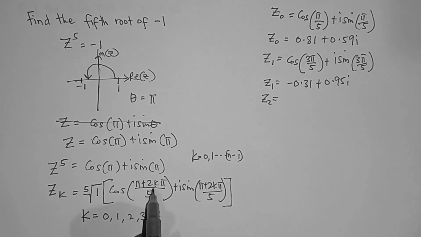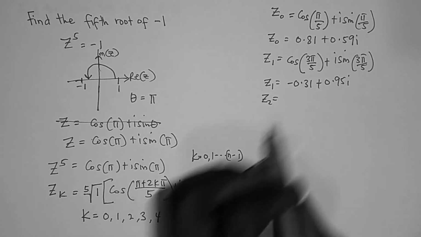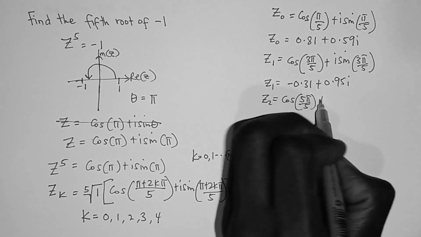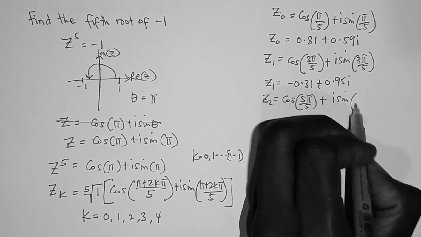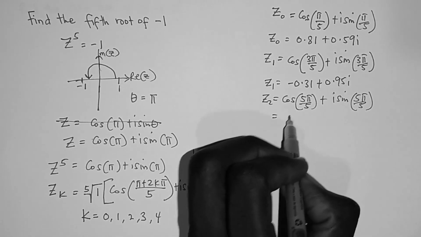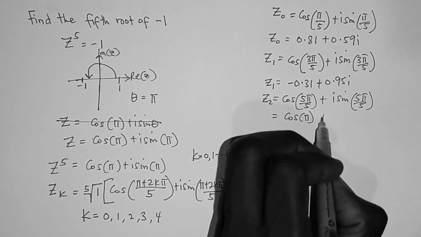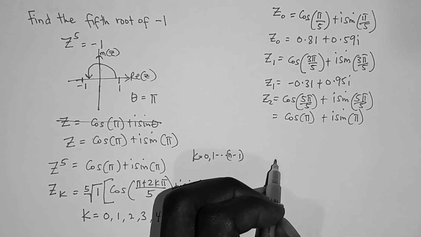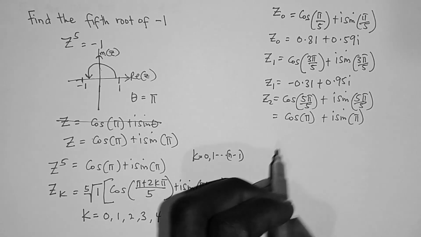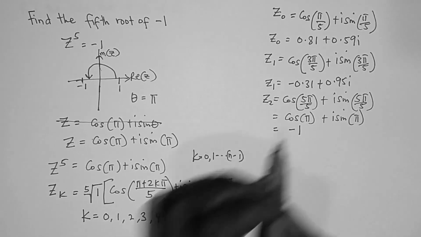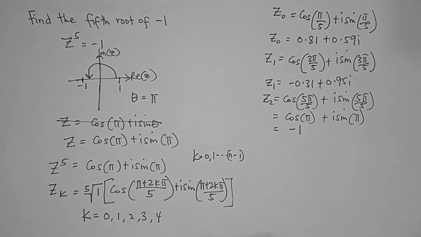Let's find Z2. So wherever you see k here, you put in 2. 2 times 2 is 4. So it becomes pi plus 4 pi, which is 5 pi. So here is cos 5 pi over 5, then plus I sine 5 pi over 5. 5 pi over 5 is pi. So this will give us cos pi, then plus I sine pi. Cos pi is minus 1, then sine pi is 0. So the answer just goes to minus 1. So Z2 is equal to minus 1.